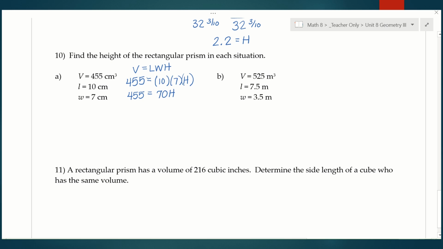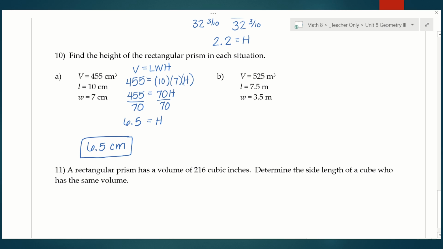So in order to get rid of my 70 attached to the h, I need to divide both sides by 70. And this is going to give me a height, I'm going to write it up here, this would give me a height of 6.5. Okay, so again, 6.5, and this is just centimeters.